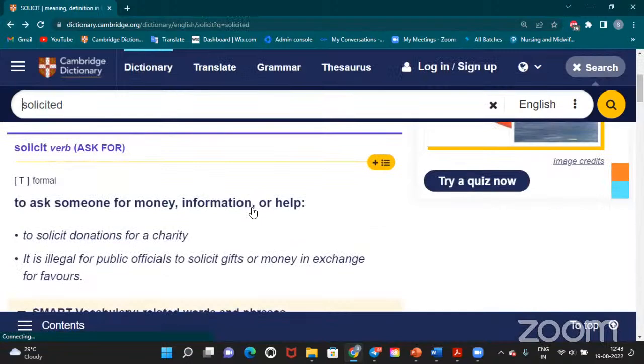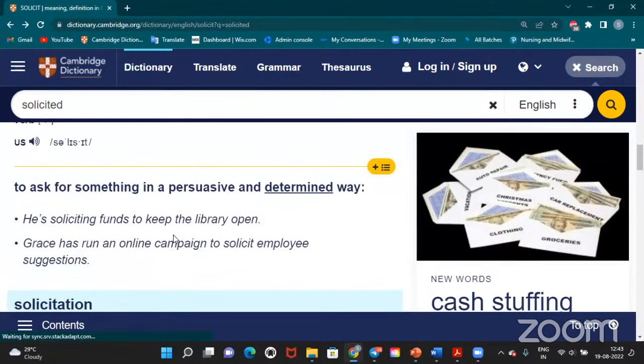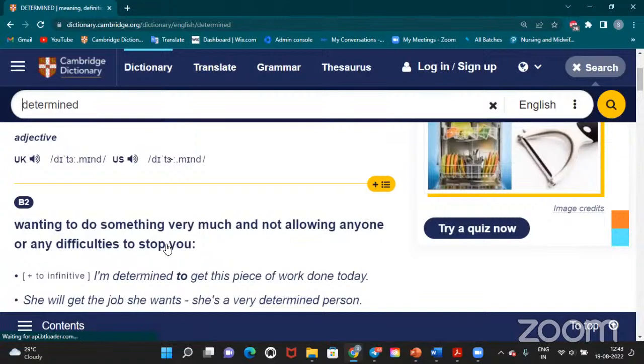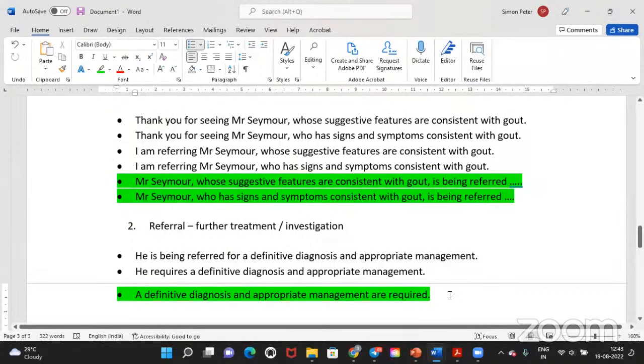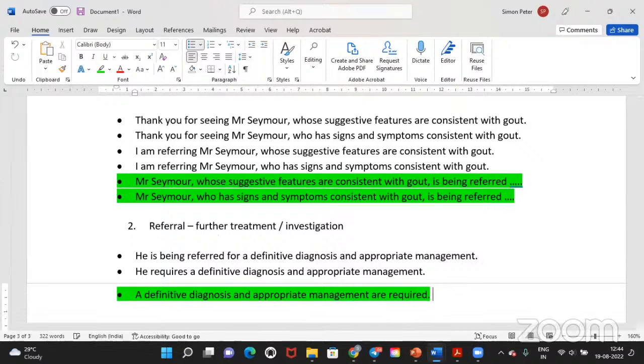So determined, determination. Another word is wanting to do something very much and not allowing anyone or any difficulties to stop you. "Want" means we want. Ultimate goal is anticipated. Or you can also use the word solicited. Why not? You can use the other words, anticipated.